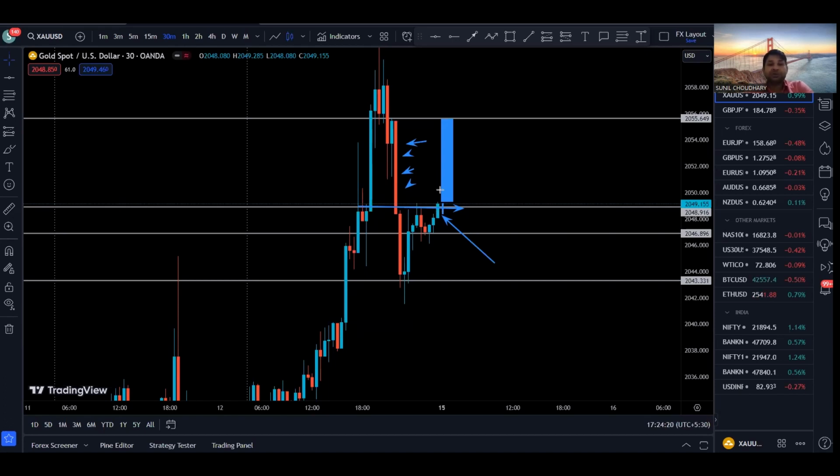But anyway, this one is going to be to the upside, but at the same time, if we get a closure below this support, there is a higher probability for the price to come down to the next support. That is something here on the 30-minute time frame.